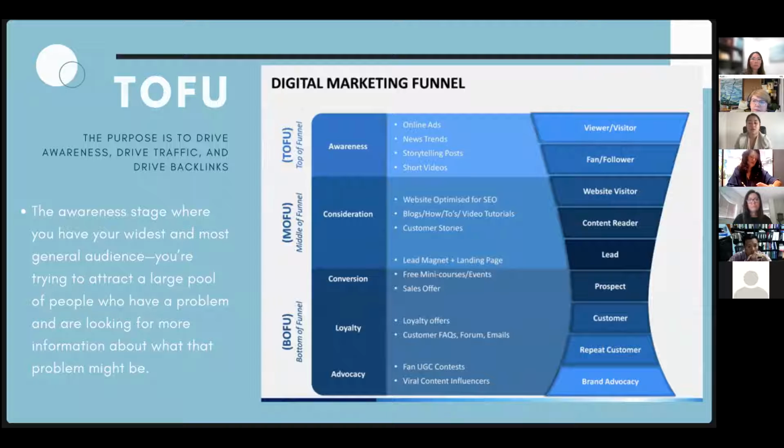You're trying to attract a large pool of people who have a problem and are looking for information about how they could potentially solve this problem. They're Googling things, trying to find answers to questions, and they might not have the intention to buy your product, but they are becoming aware and potentially could be interested. And the purpose of the top of the funnel is, of course, to drive awareness, drive traffic, and drive backlinks.